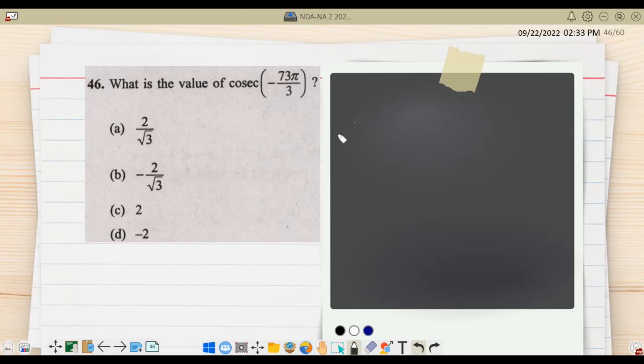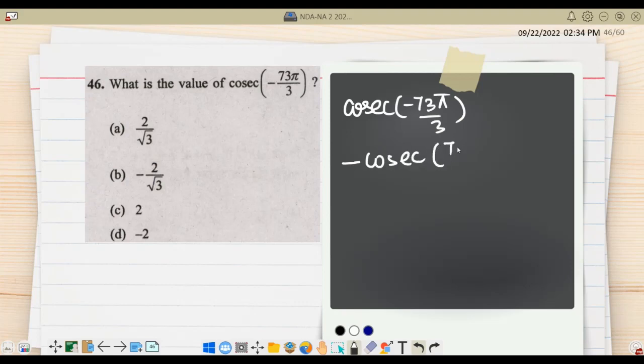So 46th question, find the value of cosecant of minus 73 pi by 3. So cosecant of minus 73 pi by 3 can be written as minus cosecant 73 pi by 3. So the closest multiple of 3 to 73, that is 72, right? So minus cosecant. So we're going to use that.